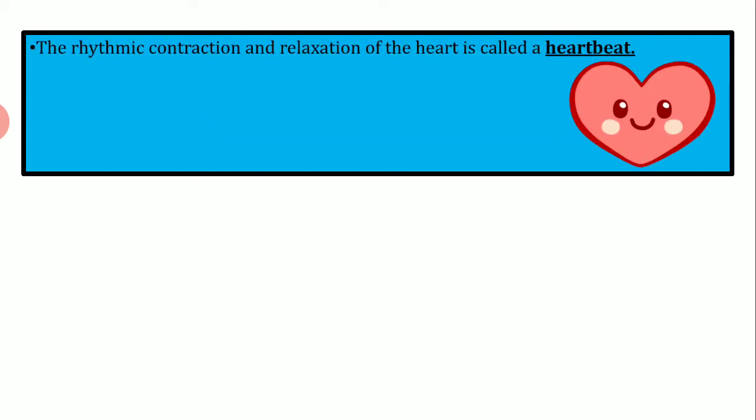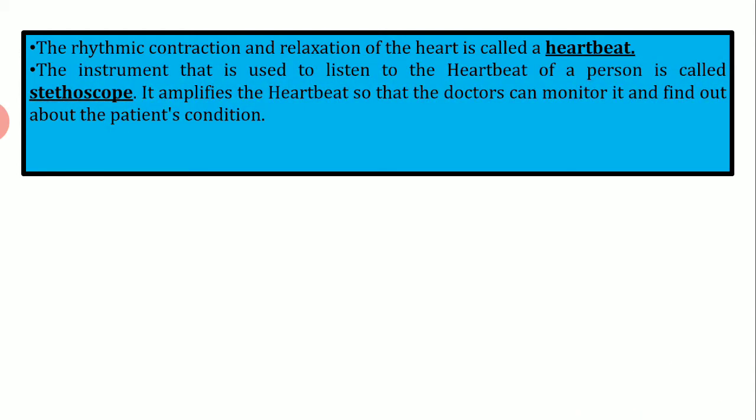Now let us come to what a heartbeat is. The rhythmic contraction and relaxation of the heart is known as a heartbeat. The instrument that is used to listen to the heartbeat of a person is called a stethoscope, which we generally see the doctors using. It amplifies the heartbeat so that the doctors can monitor it and find out about the patient's condition.